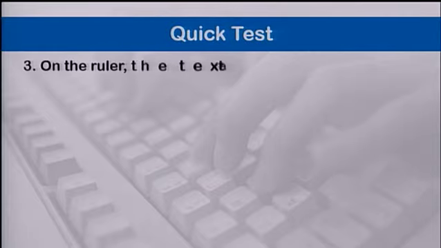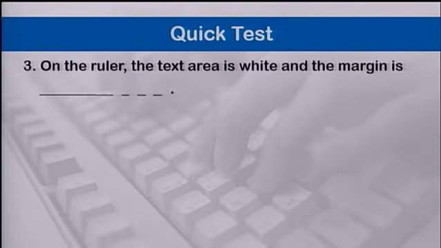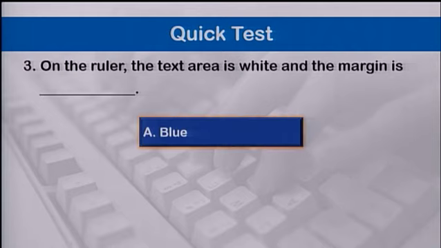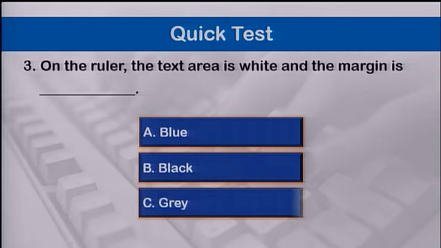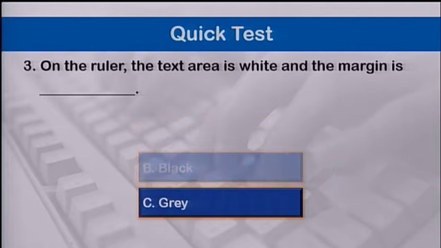Number 3. On the ruler, the text area is white and the margin is A. Blue, B. Black, C. Grey. The answer is C. Margins are indicated on the ruler by grey areas.